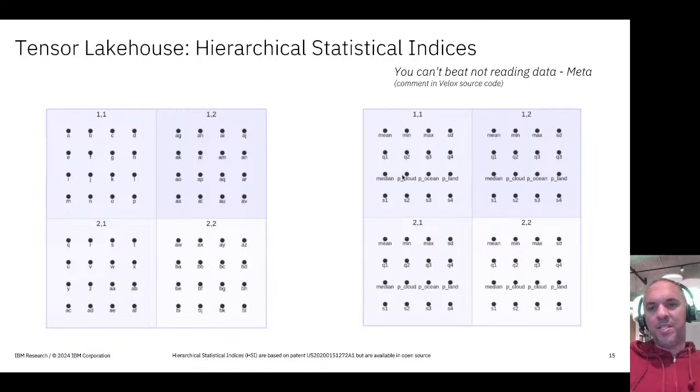And then you see on the right hand side some aggregations on top of that: 1, 1, 1, 2, 2, 1, and 2, 2 cells. And you see here there are some standard statistics, but you can also define your own statistics and add those to the HSI. Here's also the famous quote from Meta: you can't beat not reading data. I found this comment in the Velox source code, which was developed by Meta.